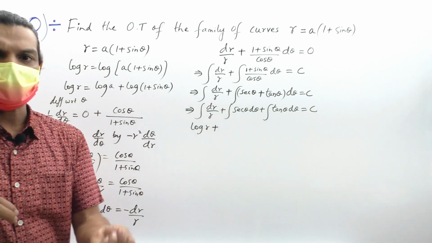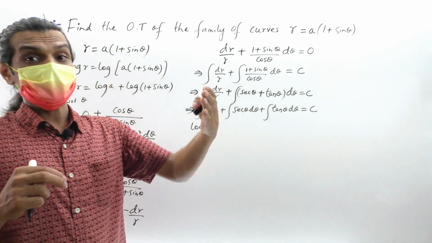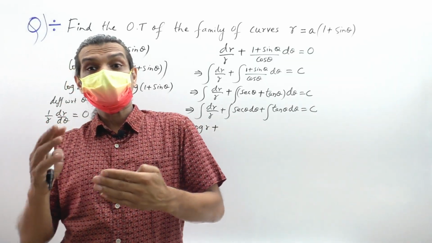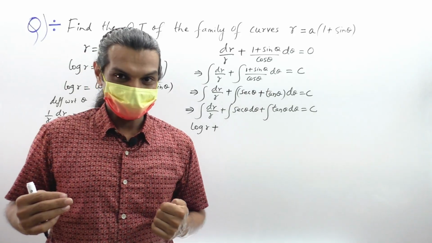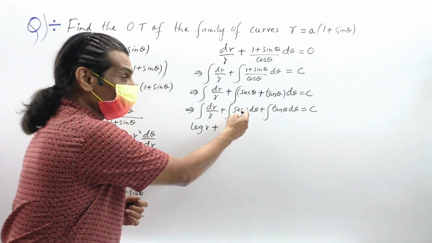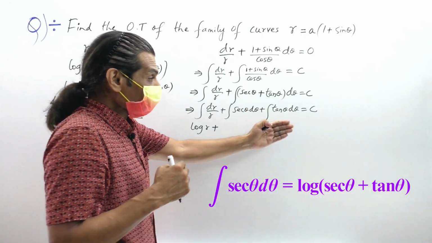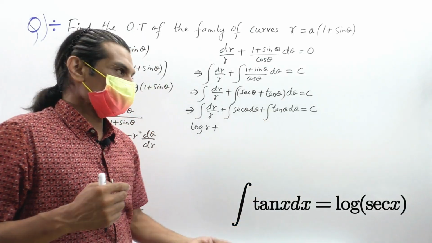See, simple integrals: integration of sin theta is minus cos theta, integration of cos theta is sin theta, integration of 1 by x is log x, as you know, and integration of cot theta, as you discussed in the previous problem, is nothing but log of sin theta. Fine. And integration of secant theta is log of secant theta plus tan theta. One more here: integration of tan theta is log of secant theta. That's it.